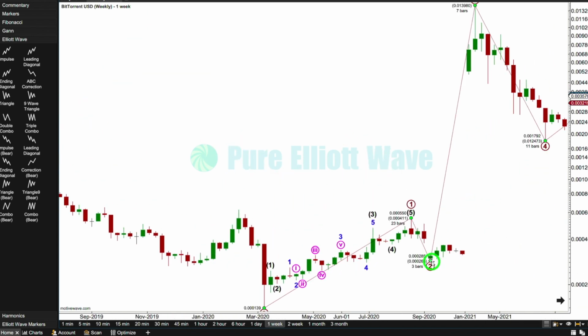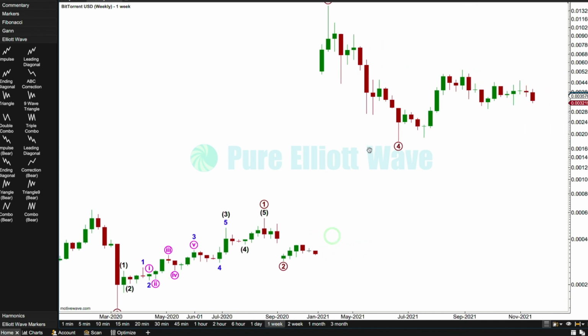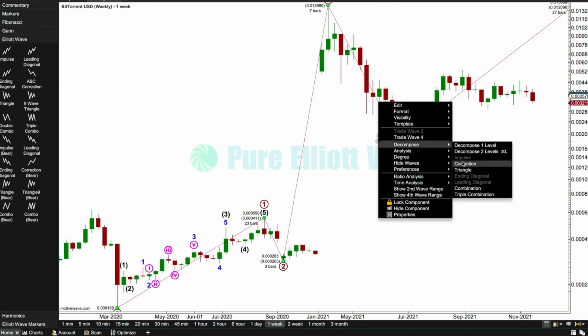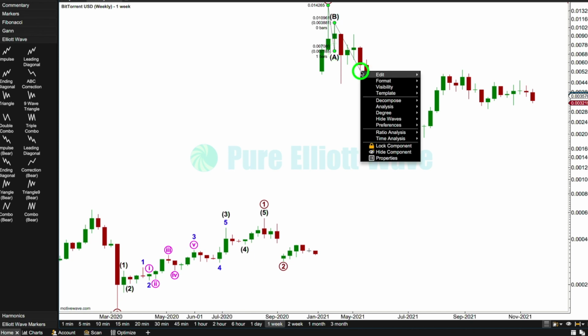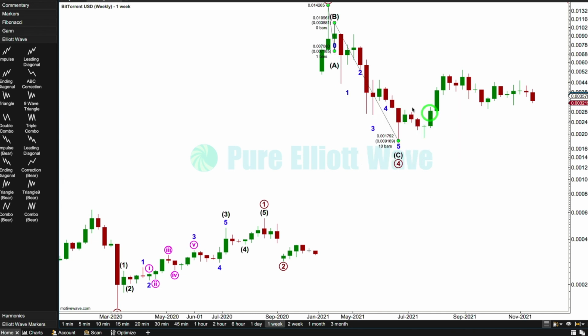So primary 1, primary 2, primary 3, primary 4. I think this looks like an okay zigzag, but I need to check this at lower time frames. I think we've got A, B, and a long C. And I think there's an overlap in here. This isn't going to work.